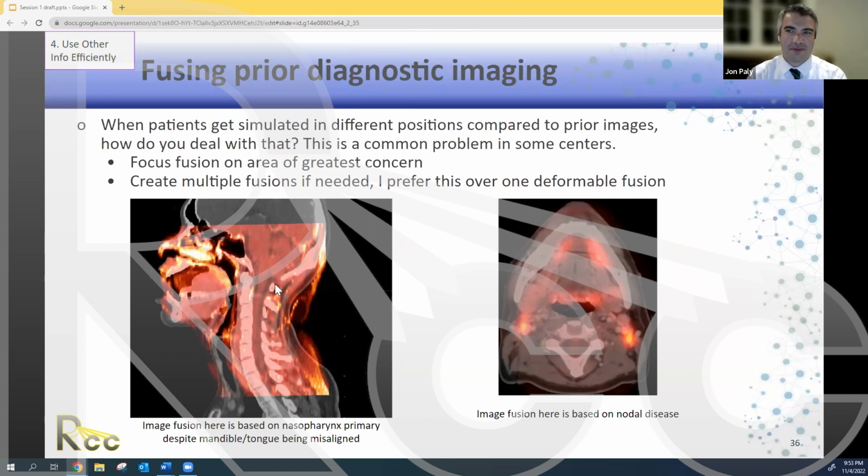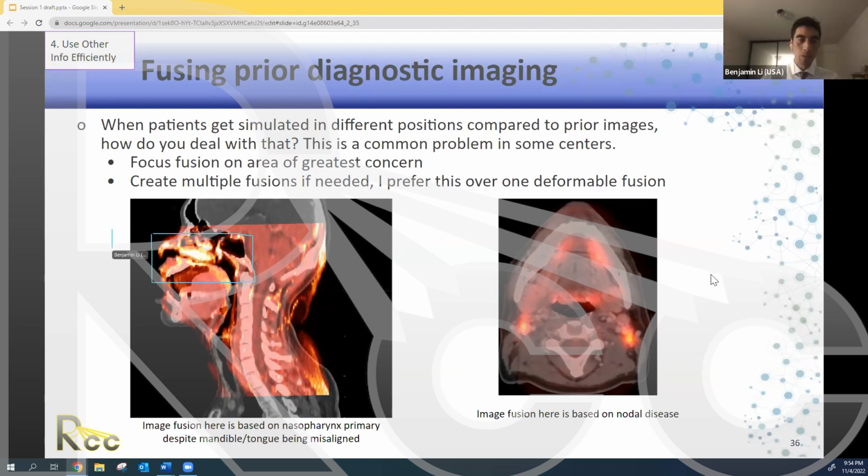And so here again on the left, coming back to our nasopharynx case, I've made a fusion where we fused against the skull base and the area where the primary tumor was, and then I contoured the primary tumor. Then I went and modified that fusion to actually reflect better alignment with the low neck. And here we're basing it on the nodal disease, and so now I'll contour my nodes. So instead of creating two fusions, I've actually just modified one fusion, but you can also just create two if that's easier for your workflow.